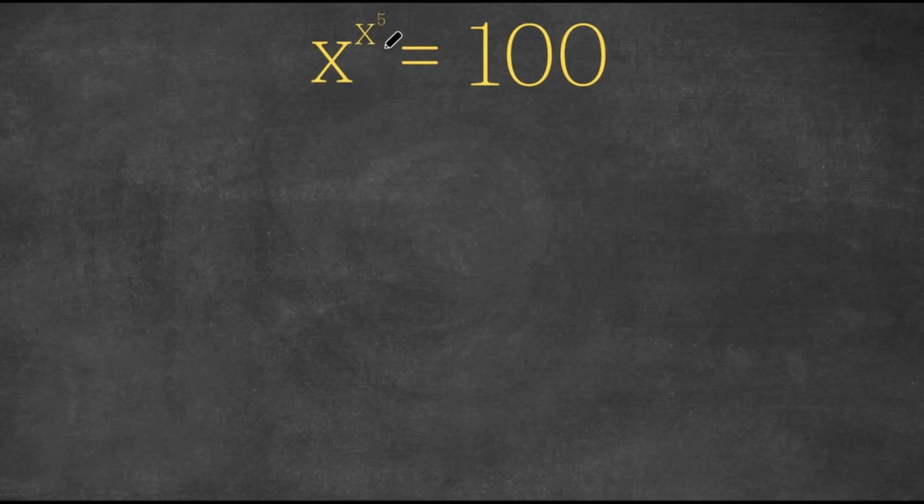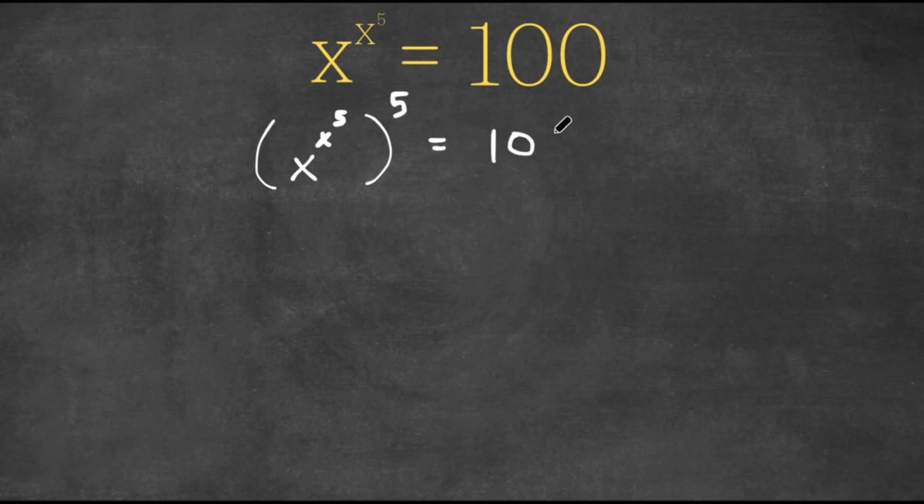In today's video, I'm going to be teaching you guys how to solve this exponential equation. So we have x to the power of x to the power of 5 is equal to 100. Now what I'm first going to do is take the power of 5 on both sides. So now we have (x^(x^5))^5 is equal to 100 to the power of 5.